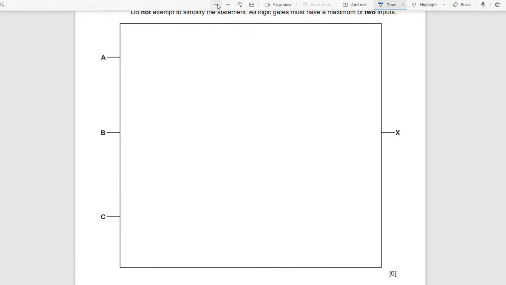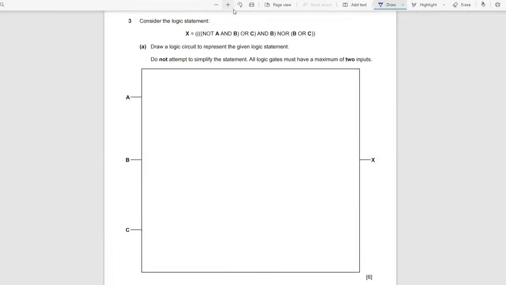We move on. Let me just minimize this so you can see the statements actually. Okay, so here we have a statement question, and we are supposed to draw the logic gate to represent the given logic circuit.